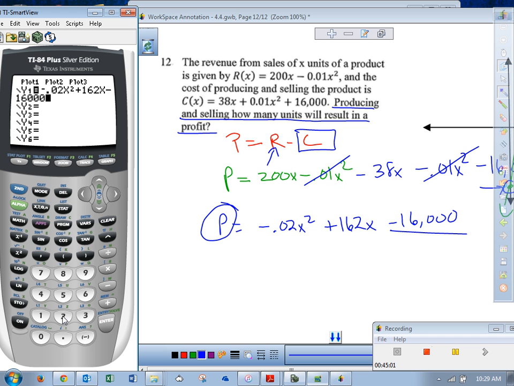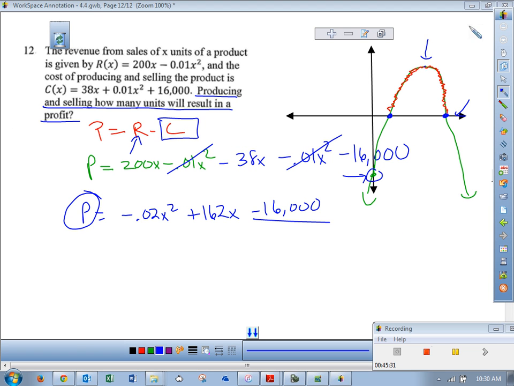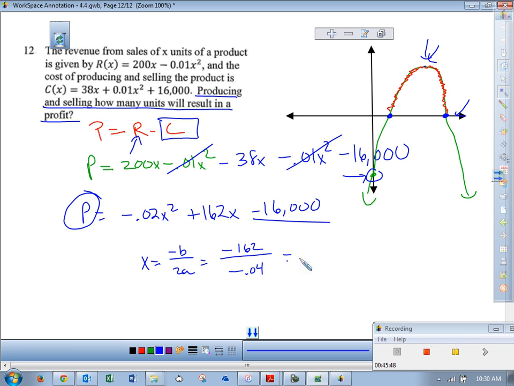Now, before we even dare try to graph this, I got a little ahead of myself. You spend too much time trying to find a window. Let's go back to our paper. Let's find the vertex of this parabola. How do you find the x value of the vertex? Opposite of b over 2 times a. Negative 162 over 2 times a, negative 0.04. Punch that in for me for a second.